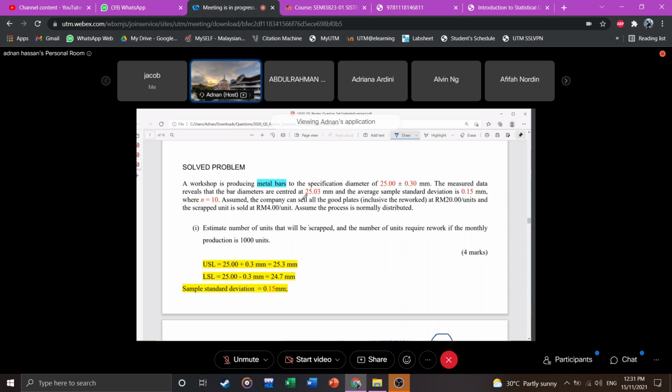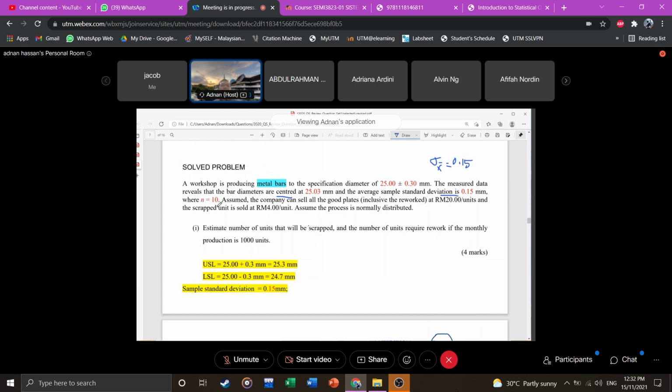So it's given here, center. Center means the mean. And average sample standard deviation, so this means this one. It is given there, 0.15.